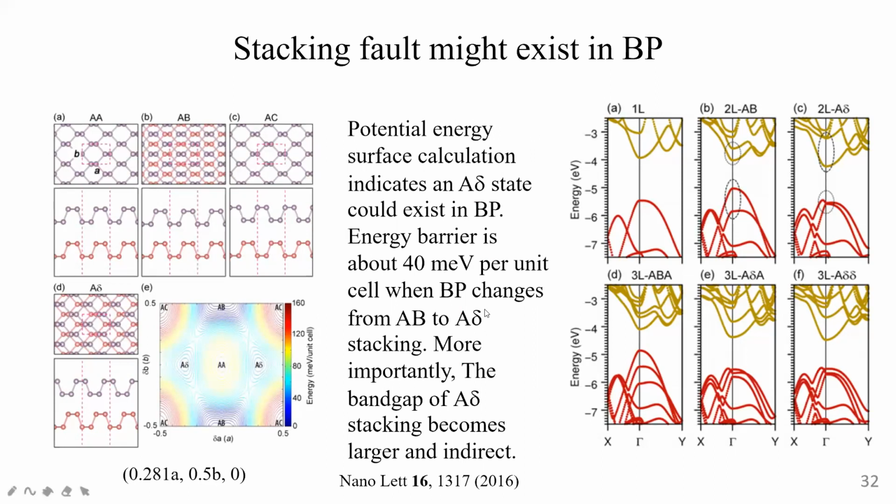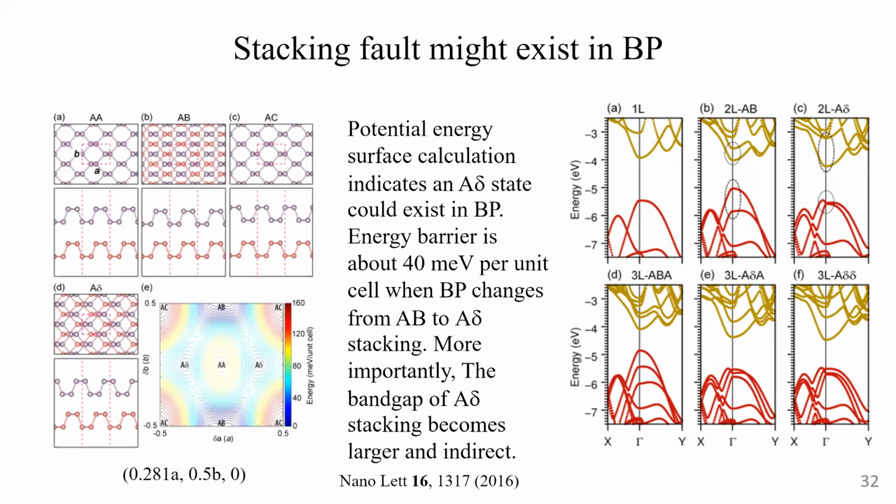Especially more important, the band gap of the A delta stacking is larger and it becomes indirect. For example, this is the AB stacking, and for the A delta stacking, the conduction band minimum and the valence band maximum are not at the same point, and not at the gamma point, and this is very interesting.